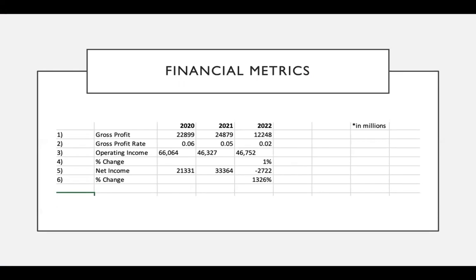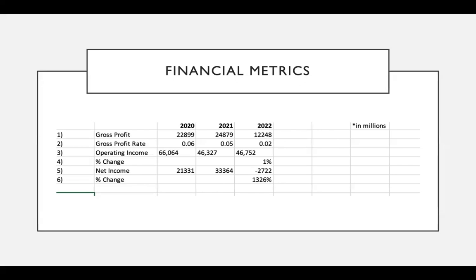The gross profit rate for 2020 was 0.06. There's minimal difference from 2021. It becomes 0.05. But then take a look in 2022. The gross profit became 12,248 and had a gross profit rate of 0.02. Again, while we may see slight declines between the years 2020 and 2021, we don't see a pattern of this significant decrease. So there has been something that happened this year that's causing these numbers to drop.